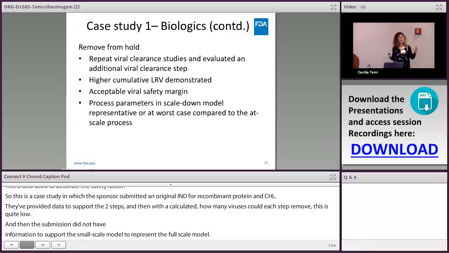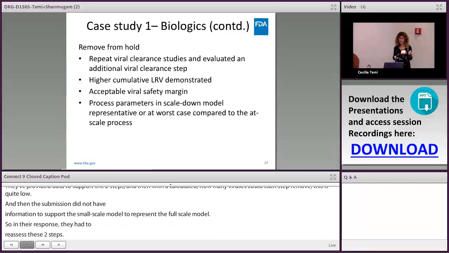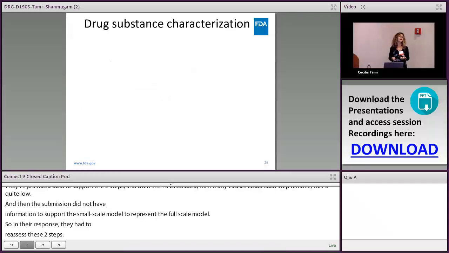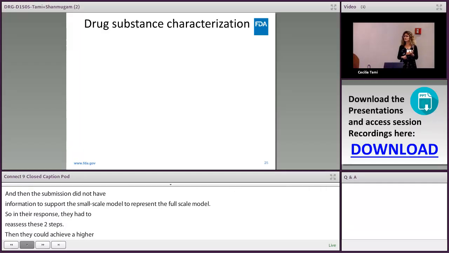So then they could achieve a higher log reduction of virus, and provided data to support the adequacy of the small scale. And so this IND was allowed to proceed. So just to wrap up, to support viral safety is very important for a phase 1 IND.